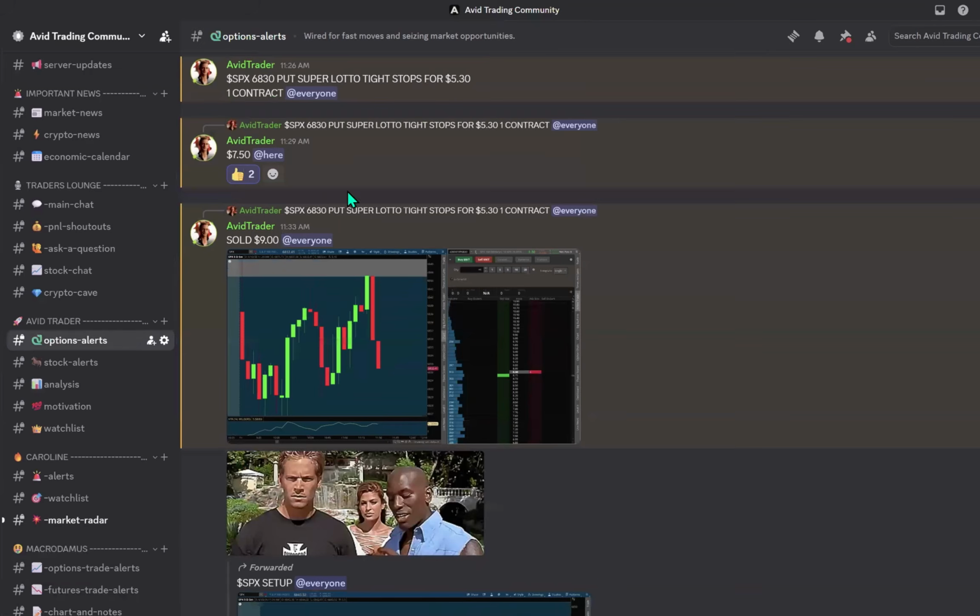Now, as we go into the options alerts, we see 2 minutes later, 68.30 put, super lotto, tight stops at $5.30. Now, what does that mean? When I say super lotto, that means the contract is going to expire at 4 p.m. worthless if the price is not below 68.30. So at 11:30, you really only have about 5 hours. It is super short term.